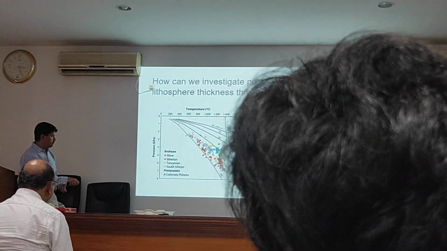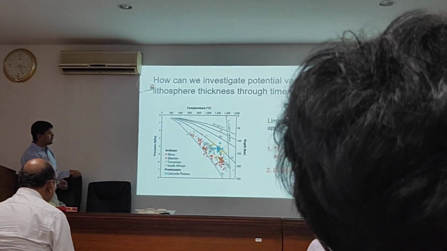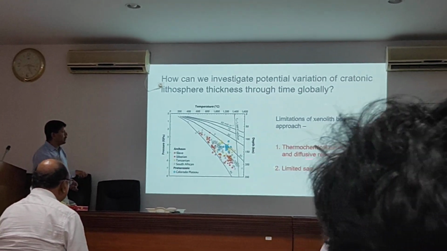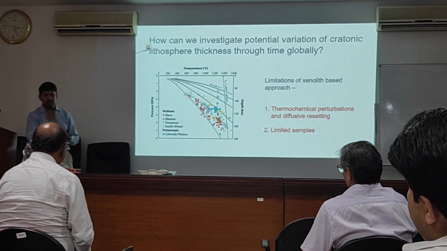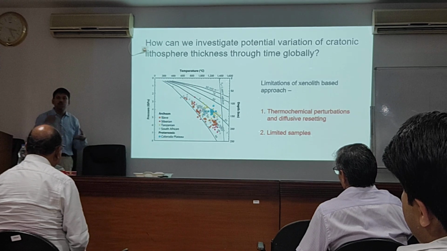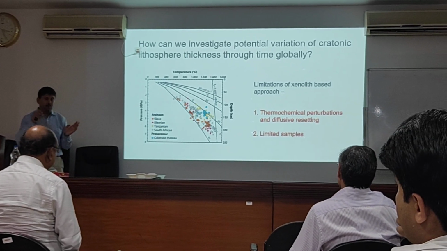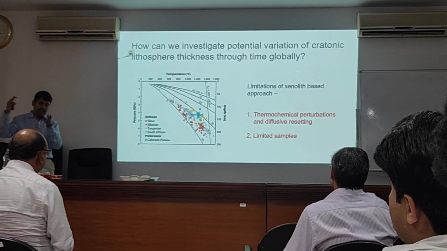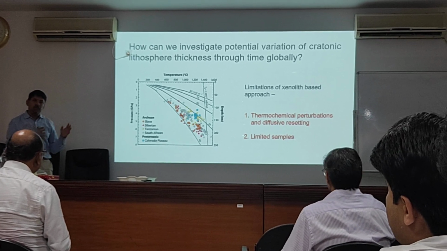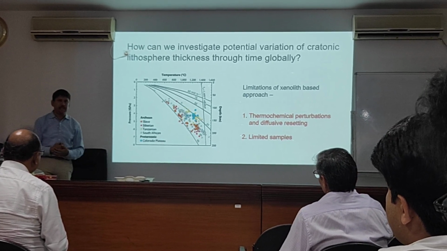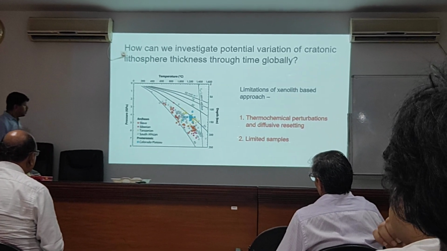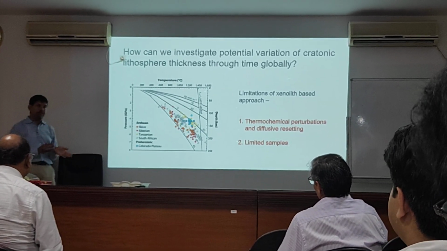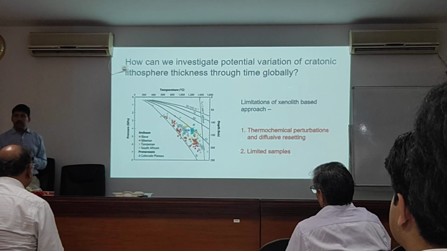So one I mentioned already, limited samples. The other thing is that there are also thermochemical perturbations and diffusive resetting for some of the thermobarometers. You're probably fully aware of this. If you do REE-based thermometry, sometimes it gives you a higher temperature, a better estimate, because it has a higher blocking temperature and so on. So Fe-Mg and other cation-based thermometers can get reset if you have thermal overheating. So it's very powerful. That has been a traditional approach, but again, there are some limitations.